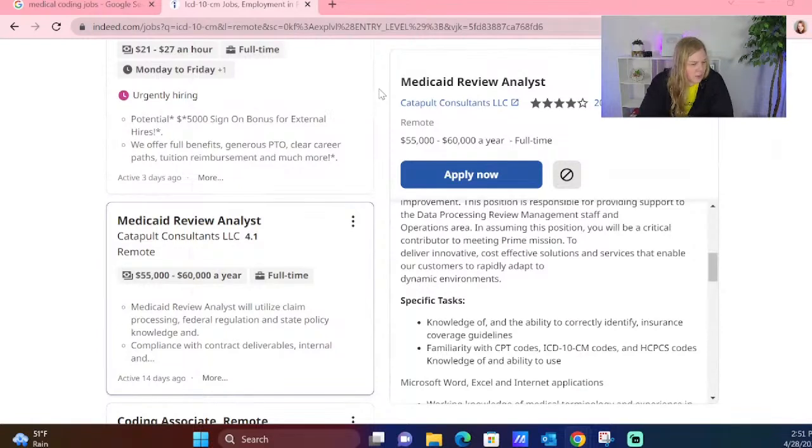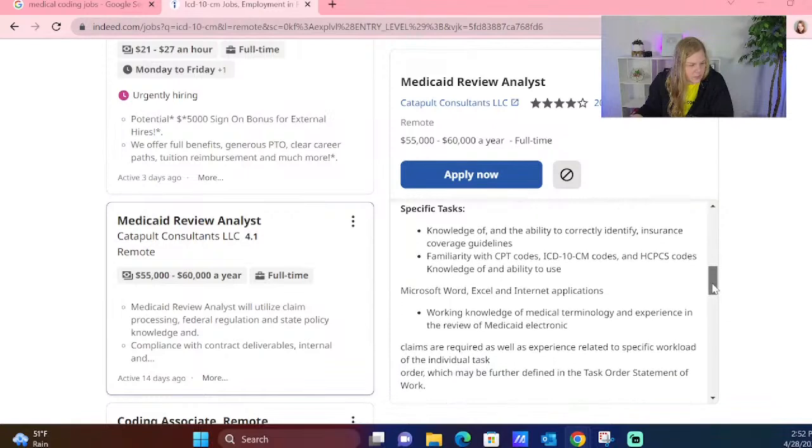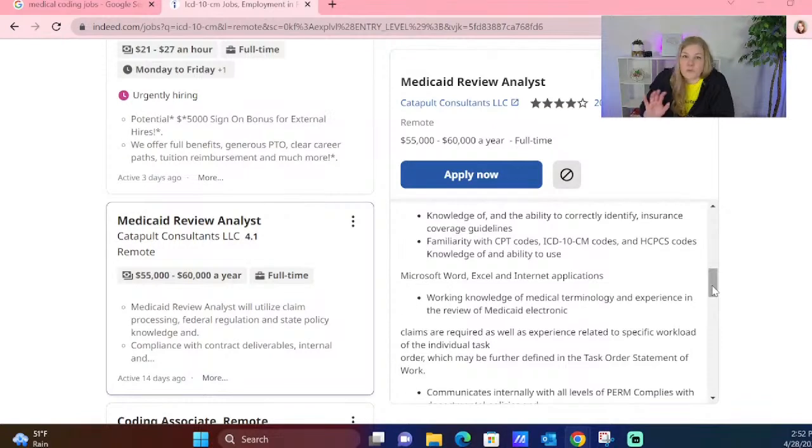To meeting prime mission, specific tasks, knowledge of and the ability to correctly identify insurance coverage guidelines. Okay, that's something you can do at a pretty entry level. Is look up the insurance guidelines. Familiarity with CPT codes, ICD-10 CM codes, and HCPCS codes. Okay, so this so far sounds entry level. If it says on the bottom we require 2 years experience, I'm going to be mad. Microsoft Word, Excel, and internet applications. That's kind of a given.